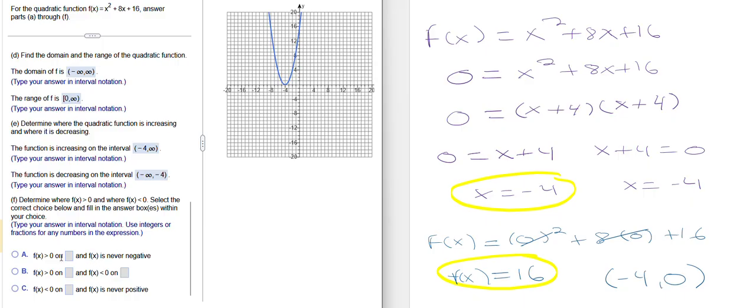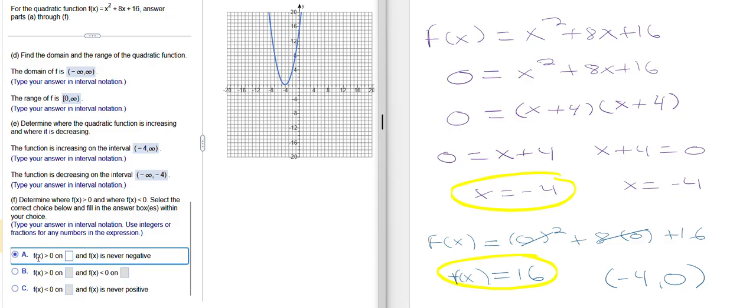Last question. Determine where f of x, so where are the y's greater than 0 and where are the y's less than 0, all right? Now, if you take a look at the parabola that you have right here in your graph, do you see anything where the y's are negative? Like this blue parabola here, does it come to the negatives for the y? No, it does not. So we can definitely eliminate B and C because it's not negative in any of those sections, all right? So we're going to pick A.